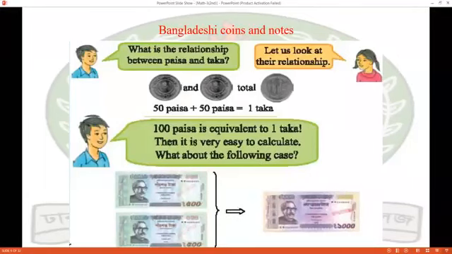What about the following case? In the last one, we see two 500 taka notes. So two 500 taka notes is equal to 1000 taka. When we need small amount notes, then we take two 500 taka notes instead of a 1000 taka note.